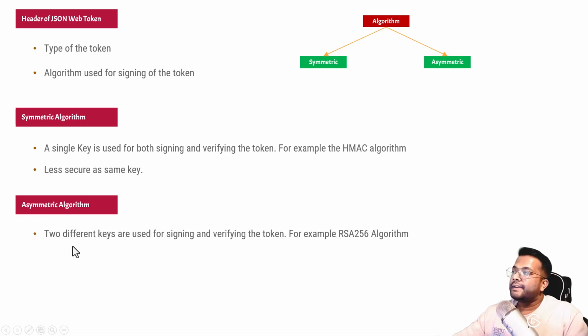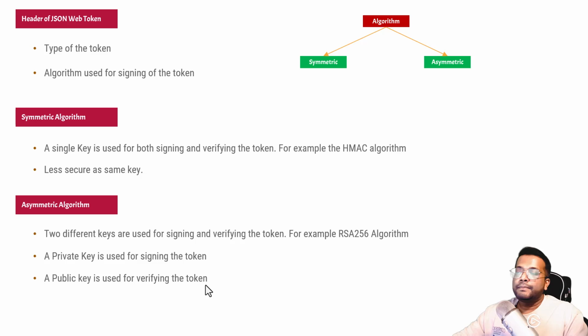The second is asymmetric algorithm. In this, two different keys are used for signing and verifying the token. For example, RSA256 algorithm. This is another algorithm which is an asymmetric algorithm, and here two keys are used. The key called the private key is used for signing the token, and it is safe with the backend server. You can store it in some vault and use it, and it is not exposed to the outer world. A public key is used for verifying the token. A public key can be given to n number of clients, and they can use it to verify the token. When I say verifying the token, it means it can verify the signature of the token that was generated using the corresponding private key.